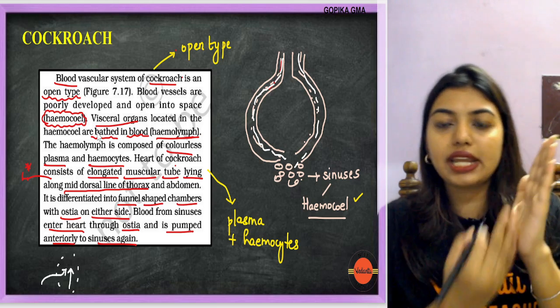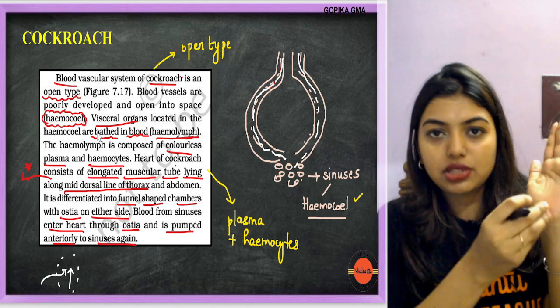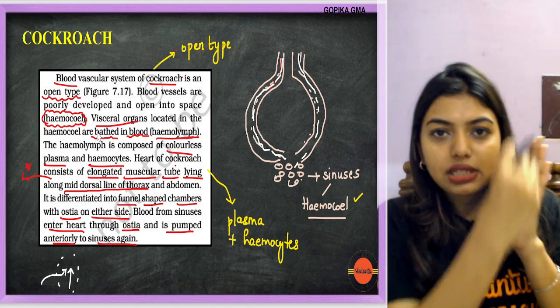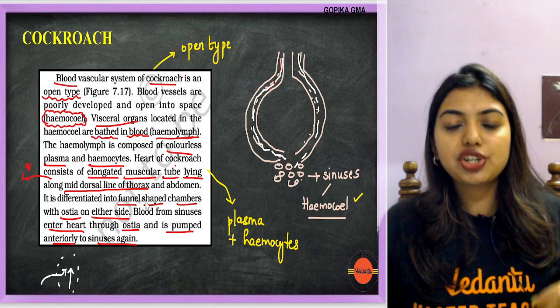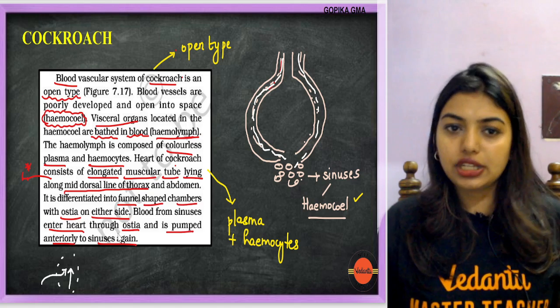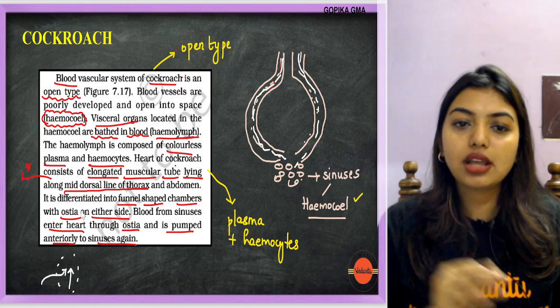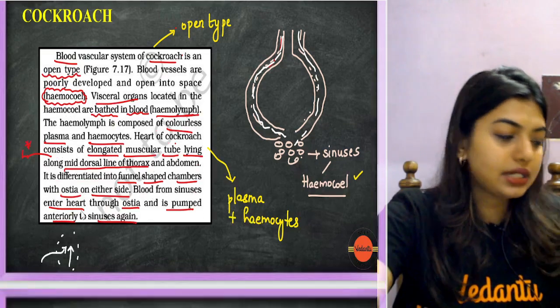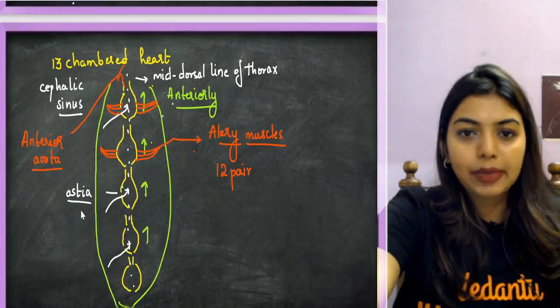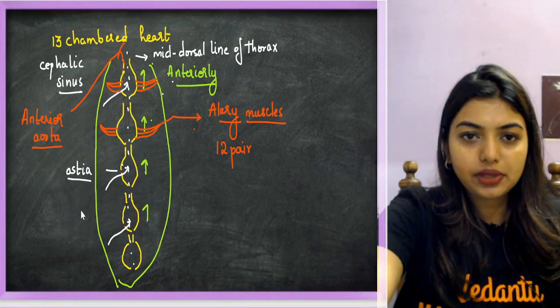Now the heart of the cockroach consists of an elongated muscular tube. A tube is running through them, through that the chambers will be attached, and next to the chambers the muscles will be there. It is differentiated into a funnel shaped chamber with ostia on either side. Blood from the sinuses enters the heart through ostia and it is pumped anteriorly to the sinuses. Okay, to the sinuses. Clear?